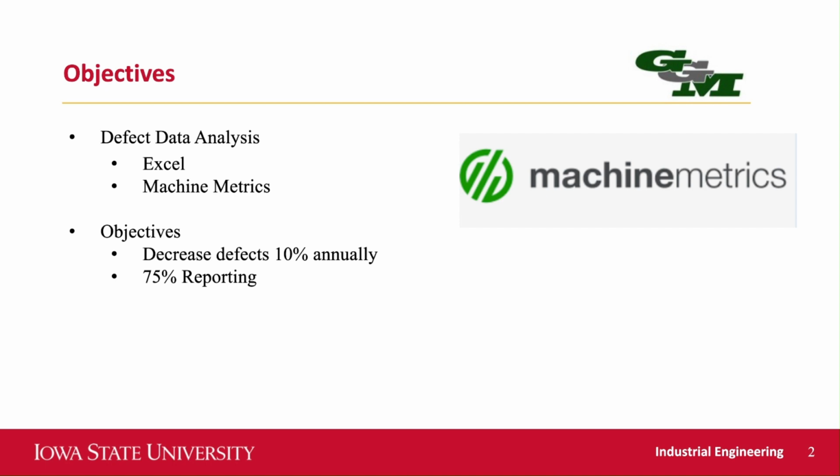Our project had to do with General Grind and Machine's defect data analysis and collection methods. To complete this project, we used Excel and machine metrics. And our objectives for this project were to decrease defects by 10% annually for the next 3 years and increase defect reporting from 45% to 75%.